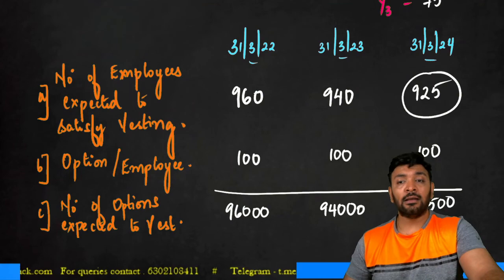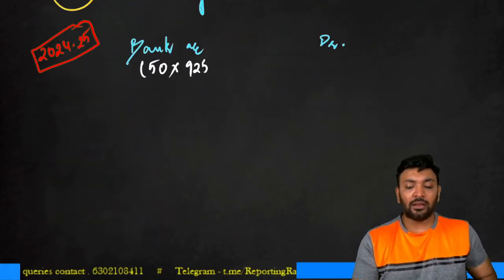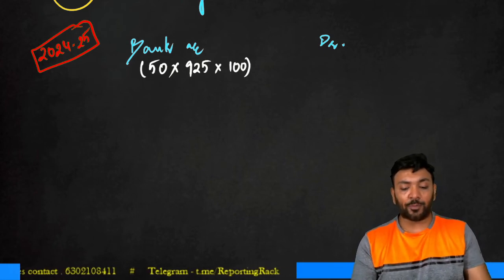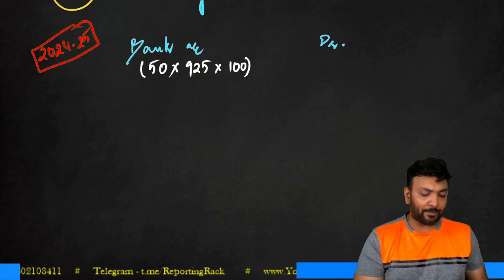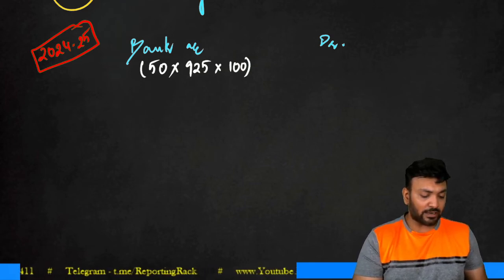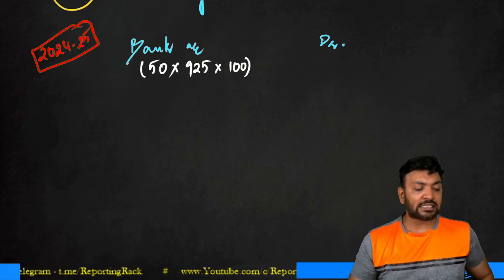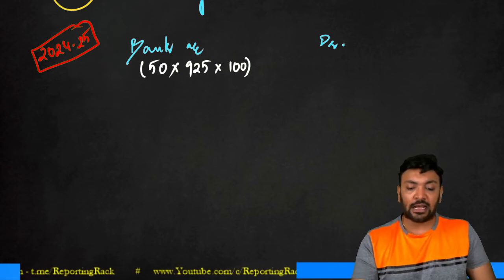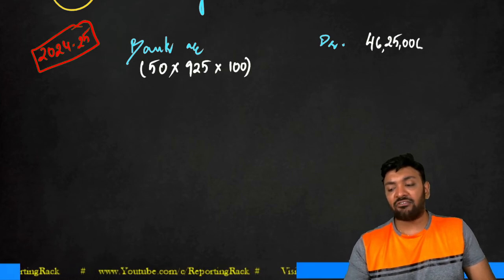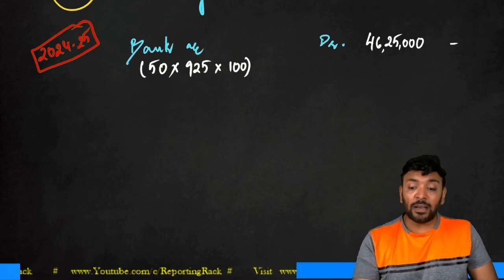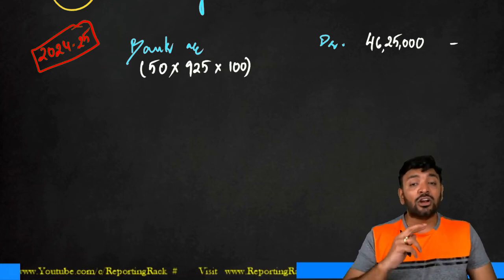925 employees have satisfied the vesting condition. So 925 employees, each employee is entitled to receive 100 options. Calculate 925 into 50 into 100, which is 46,25,000. This is the amount which the company will collect. They have an obligation to allocate shares, but don't forget there is a loss which you have already recognized. You have to reverse the loss.